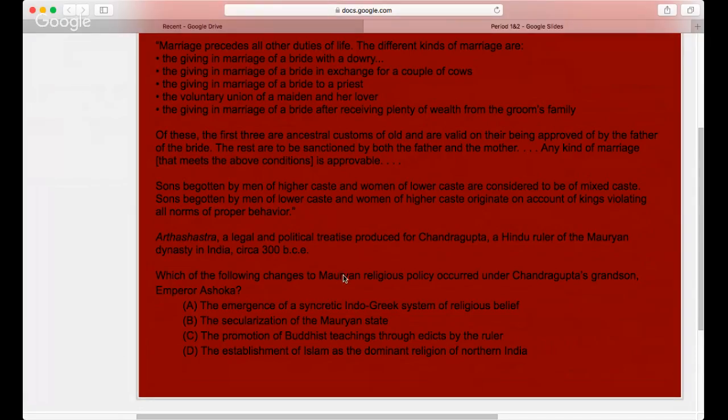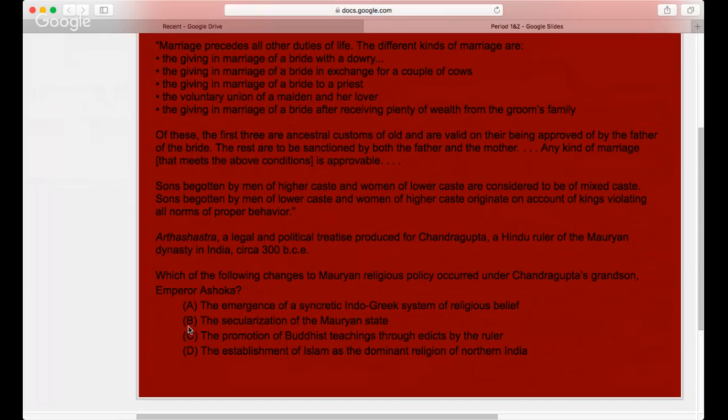Which of the following changes to the Mauryan religious policy occurred under Chandragupta's grandson, Emperor Ashoka? So remember, what things do we remember about Ashoka? He's the evil guy who converts to Buddhism and then is like, I shouldn't have killed anyone, and tries to spread the religion. So A, the emergence of a syncretic Indo-Greek system of religious belief?